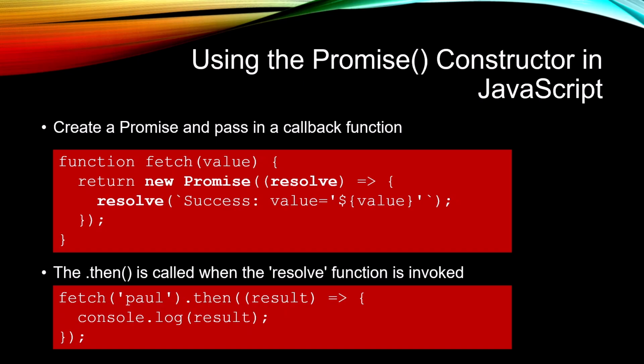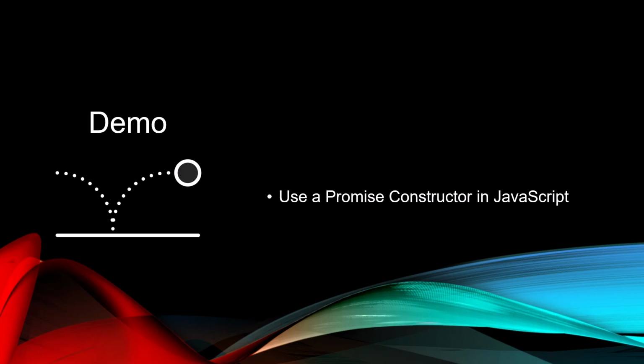So I've got this function called fetch. I'm going to pass Paul to fetch. It goes in, it creates the promise, and then when the resolve callback function is invoked, the .then takes over, and the argument that I'm passing to resolve gets put into the parameter result, and then I can do whatever I want to do with that. So let's take a look at using a promise constructor in JavaScript.